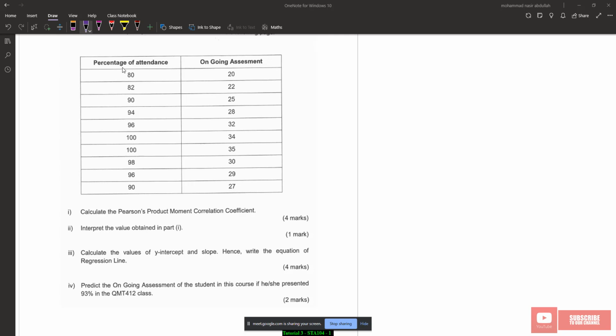Yes, right. So another trick, right? Another trick that if you fail to define which one is independent and which one dependent variable, you just need to find a question asking for prediction or estimation, right? So apa yang dia kata dekat sini, predict ongoing assessment means that they want you to find y hat of the student course if he presented 93% of the class, right? So maksudnya this is going to be y, and this is going to be x. This is dependent variable and this is independent variable.